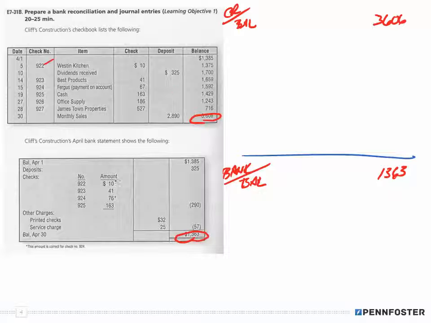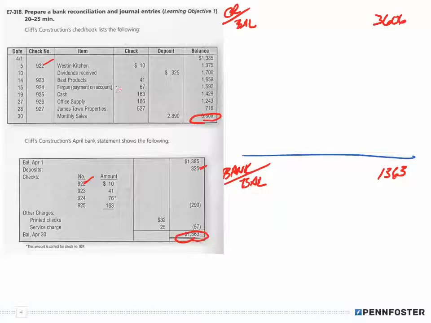It's for $10. Is it on my bank statement? Yes, it is. It's right here, so I don't need to worry about that. Then you see I have a dividends received of 325. If I look on my bank statement, I see the 325 right there as a deposit.